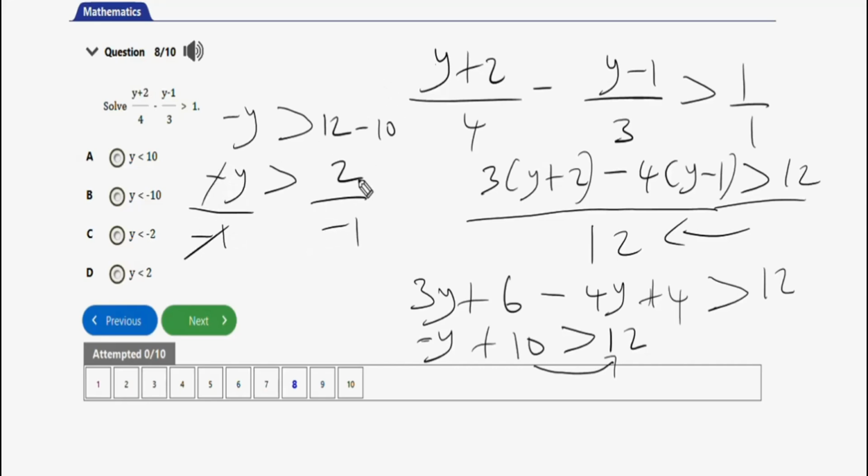Okay, so your y will now be, because you are dividing both sides by a negative value, the sign will change. So your y will now be less than negative 2. Okay, so that will be the answer to this question. The right option is what? Option C. Okay, so it's as simple as this. Let's wipe this now and solve the next repeated question.